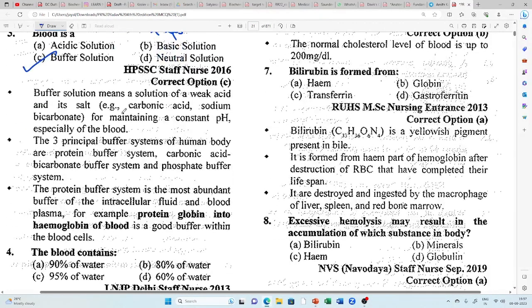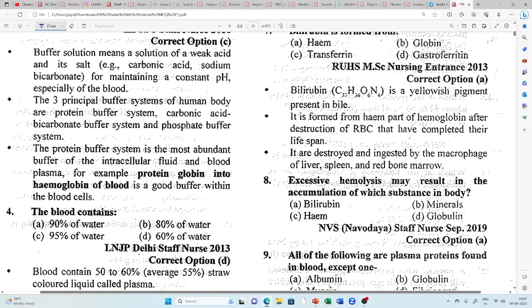Okay, what is meant by a buffer solution? A buffer solution means a solution of a weak acid and its salt for maintaining a constant pH, especially of the blood. The three principal buffer systems in our body are very important. What are the buffer systems present in our body? Protein buffer system, carbonic acid bicarbonate buffer system, and phosphate buffer system.